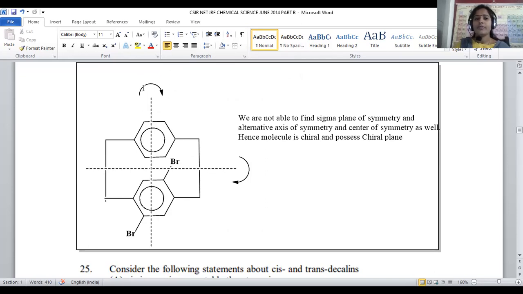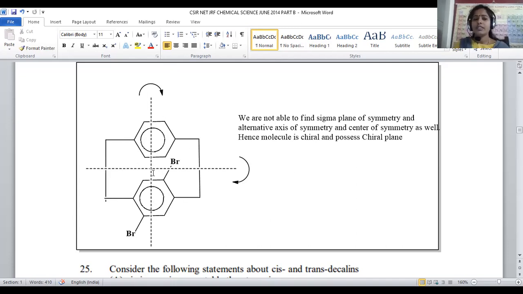Let us rotate the molecule from this axis. I'm taking this as a principal axis and rotating the molecule. We will not get a reflection, and here also rotation will not give the reflection, so the alternating axis of symmetry is also absent. From the center, if we extend two hypothetical lines, we do not get identical halves. One side benzene is there and another side dibromobenzene is there, so both are not identical, and the center of symmetry is also absent.